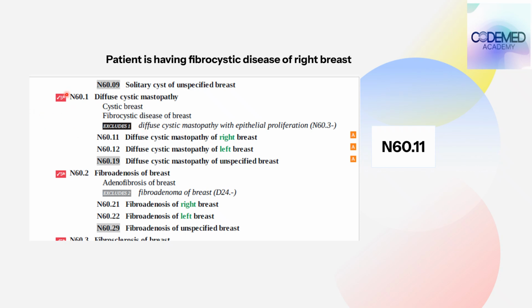But here they are saying that this particular code has a fifth character. And if you remember, what was the diagnosis? The patient has a fibrocystic disease of the right breast. And we will come down, and here: diffuse cystic mastopathy of the right breast. So N60.11 is our final code.